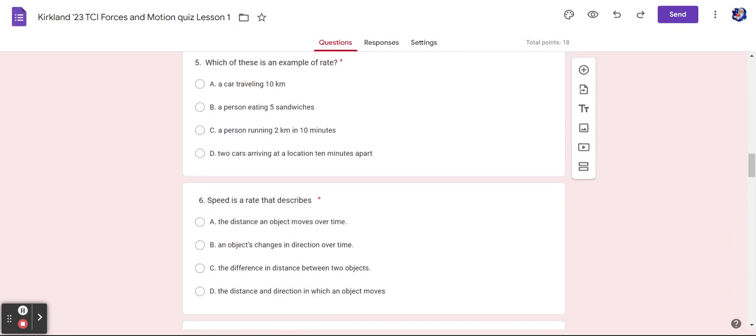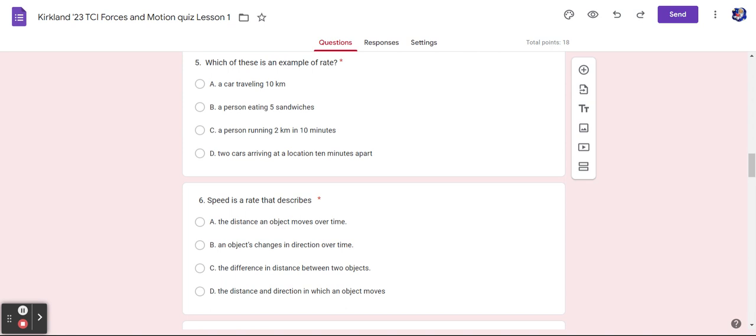Number 5. Which of these is an example of rate? A, a car traveling 10 kilometers, B, a person eating 5 sandwiches, C, a person running 2 kilometers in 10 minutes, D, 2 cars arriving at a location 10 minutes apart.